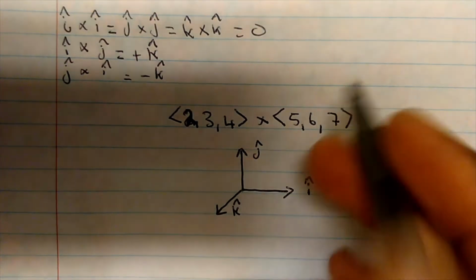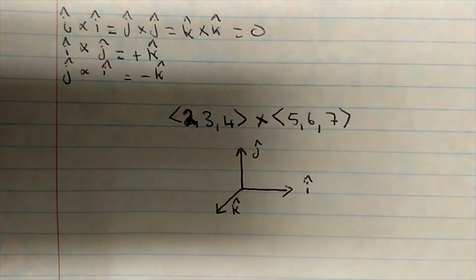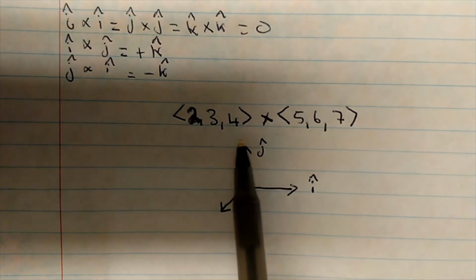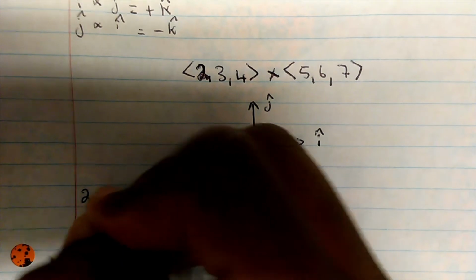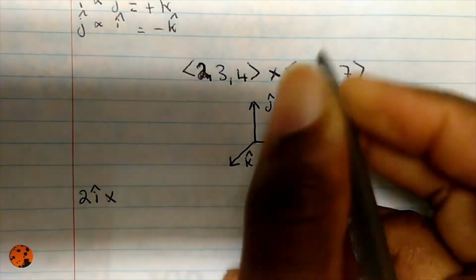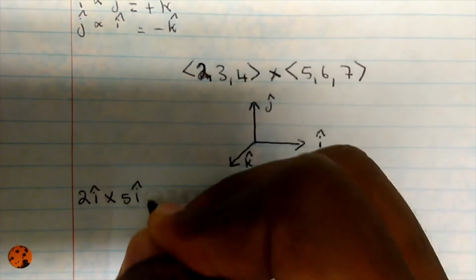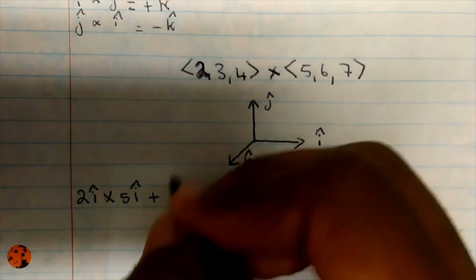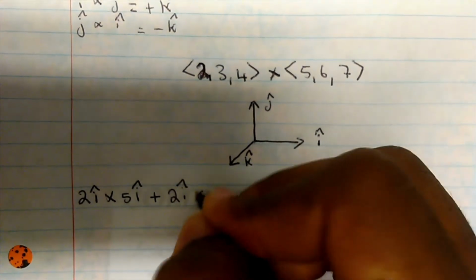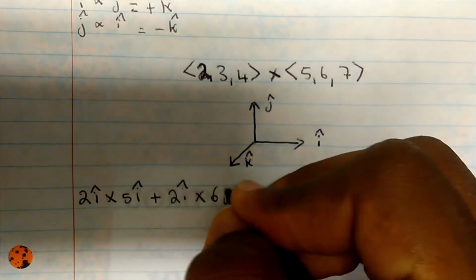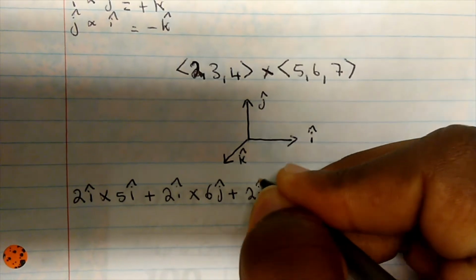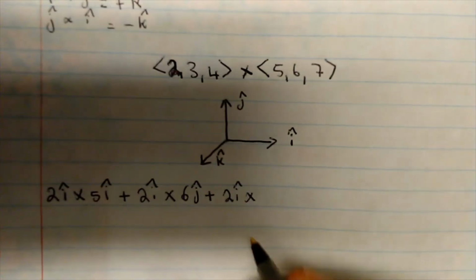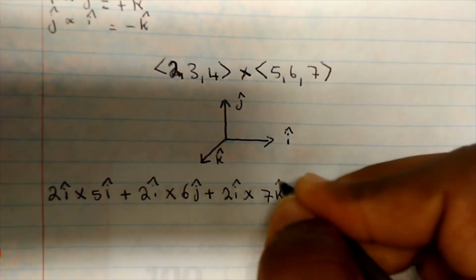Now we're going to cross these two vectors. All we're actually doing is foiling, and you'll get the idea. So I'm going to take 2 i hat and cross that into 5 i hat. Put my addition sign. So I'm going to have 2 i hat again, and cross that into 6 j hat. Addition sign. 2 i hat, and cross that into 7 k hat.